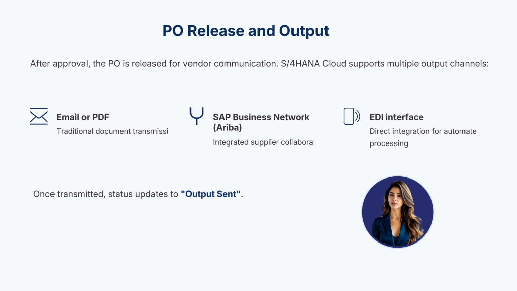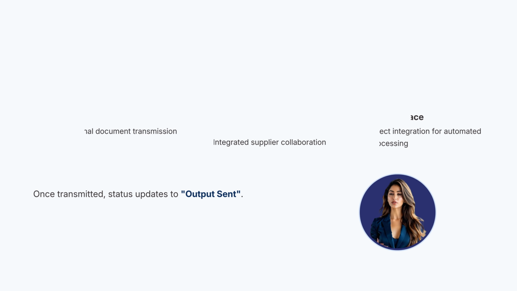PO release and output. After release, the PO is sent to the supplier. Transmission options include PDF via email, direct EDI interface, or through SAP Business Network, Ariba. Each transmission creates a communication log. Once dispatched, the status updates to output sent. This provides complete visibility and auditability across all purchase transactions.